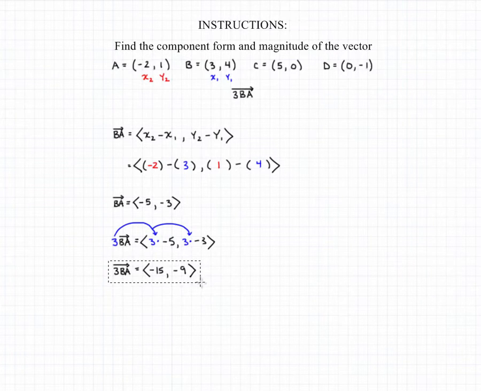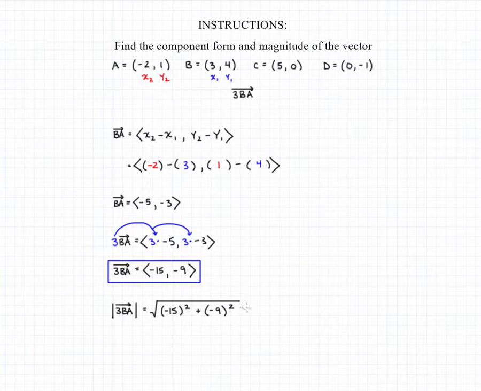Now, if we want to find the magnitude of that vector, what we can do is think about each of the components of that vector as the leg of a right triangle, and what we're looking for is the length of the hypotenuse. So we can find the magnitude by taking the square root of the first component, -15 squared, plus the second component, -9 squared. And this is going to give us the square root of 306.